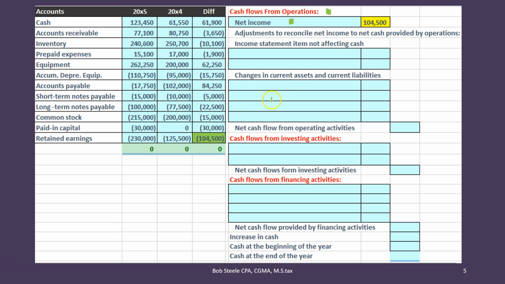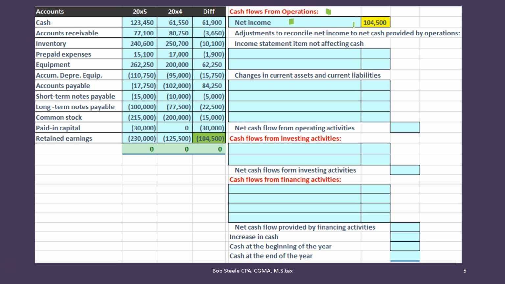Note that in this worksheet, I'm always going to flip the sign. That's just going to be a conformity of this worksheet. So whatever the sign is here, this is a negative indicated by the brackets, we're going to flip the sign over here. So we're going to start with net income, which is a positive 104,500. What happened here is that retained earnings went from 125.5 in a credit up to 230 credit. So we have this 104.5 change. We're going to assume that that is net income.